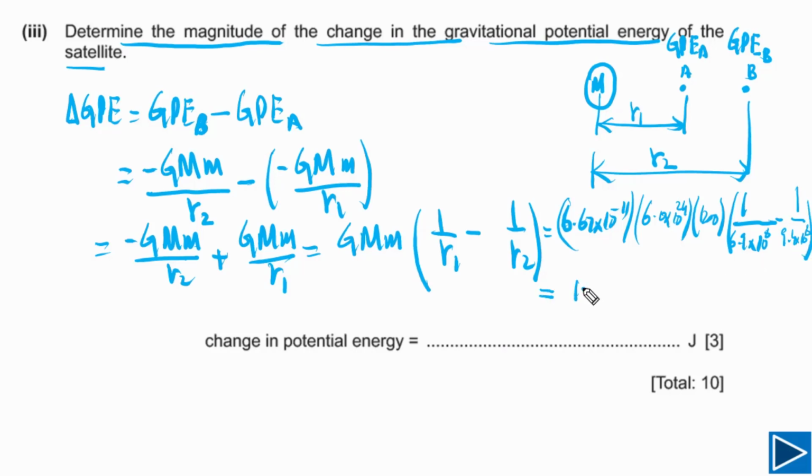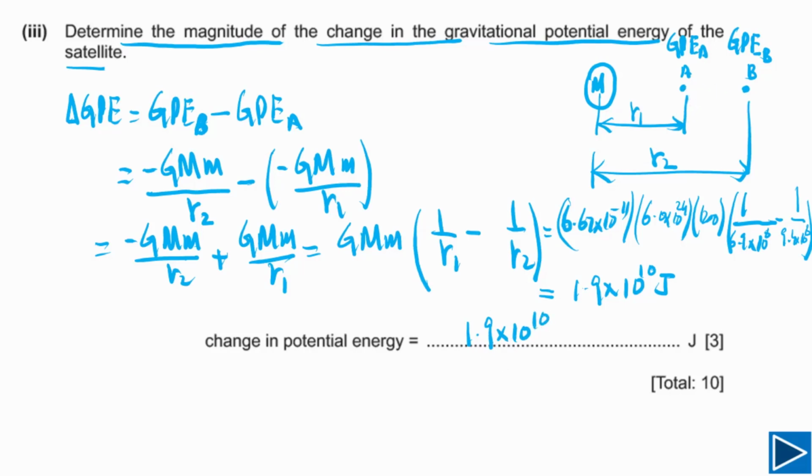If we calculate this one, our final answer will be 1.9 times 10 to 10 joules, and that's the answer. That is the change in gravitational potential energy of the satellite when it moved from point A to point B.